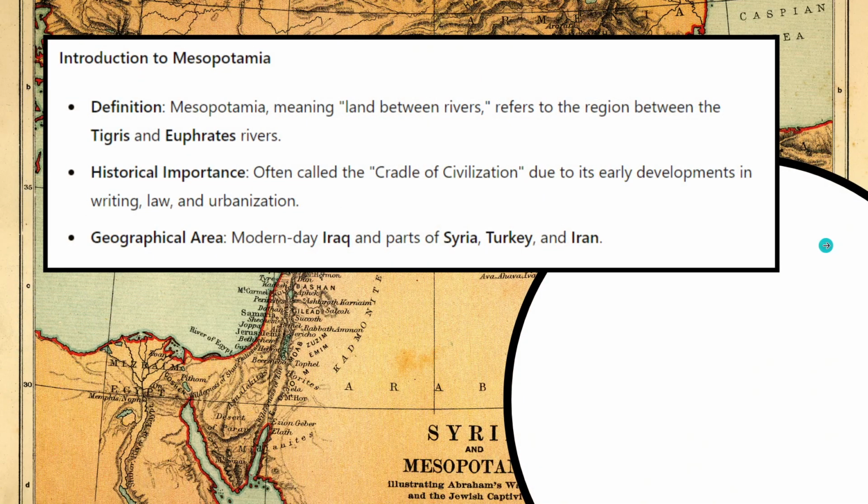When we talk about Mesopotamia, we have to use several terms that are going to come up over and over again, many of which you've probably heard if you've looked at Mesopotamia at all. A definition for Mesopotamia is that it means the land between the rivers, a term to know. It refers to the region between the Tigris and Euphrates rivers. Remember the rivers, they'll come up constantly. Its historical importance is that it's often called the cradle of civilization due to its early developments in writing, law, and urbanization. And you can know that modern day Iraq and parts of Syria, Turkey, and Iran are the area of Mesopotamia today.